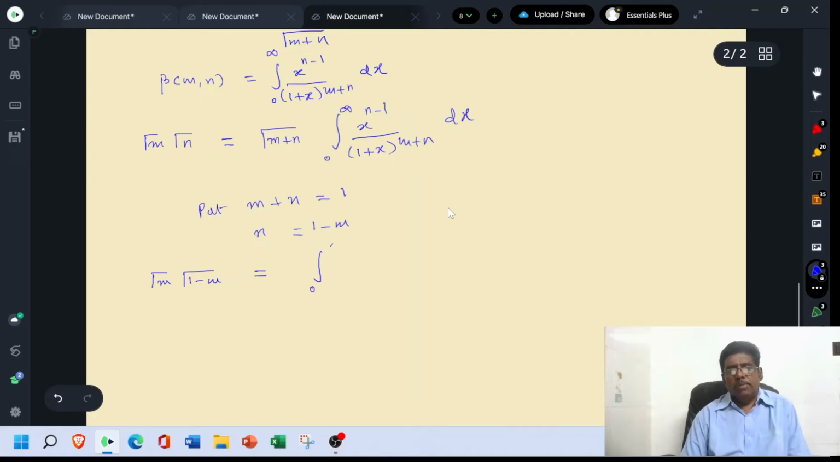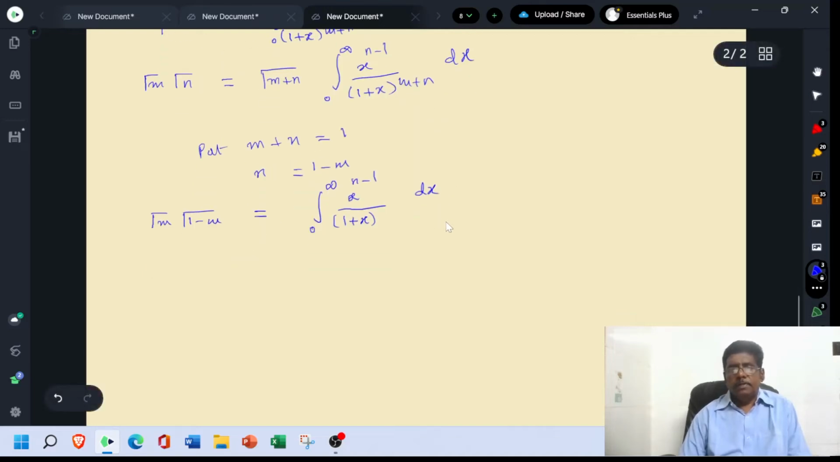Integral limit varying from 0 to infinity, x power n minus 1 divided by 1 plus x into dx, because here also m plus n equal to 1. Gamma of 1 equal to 1, so this is ruled out. Integral from 0 to infinity x power n minus 1 divided by 1 plus x dx. This is the standard integral.